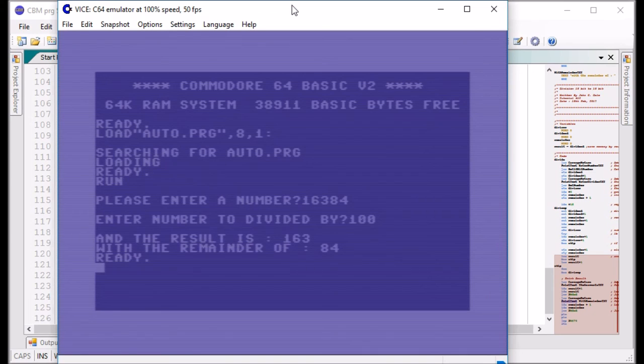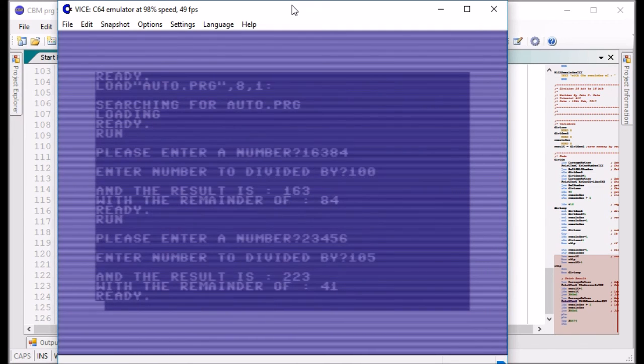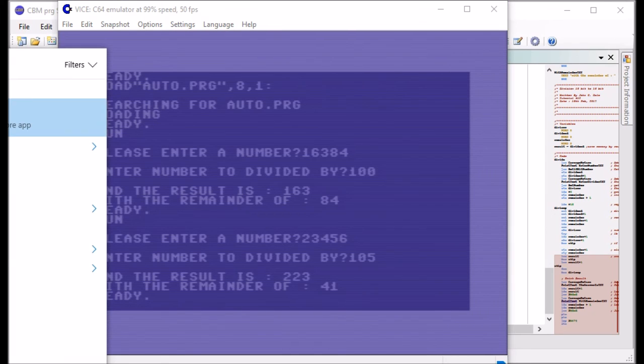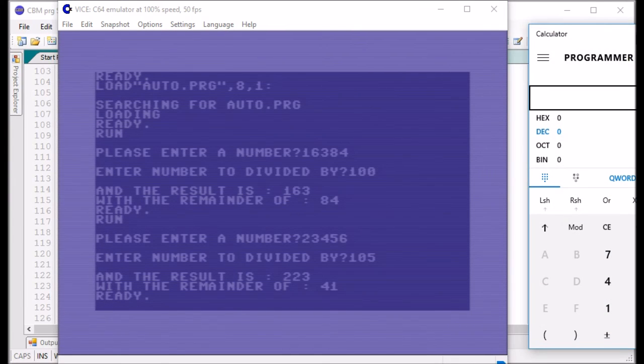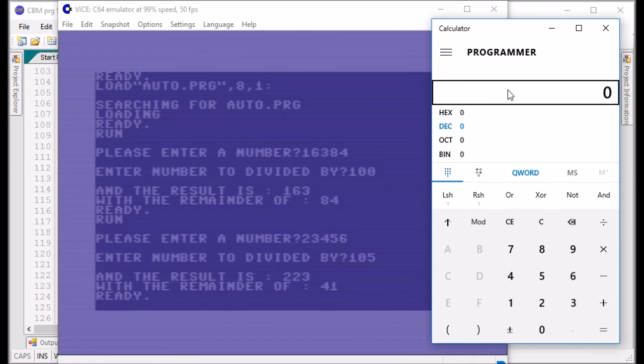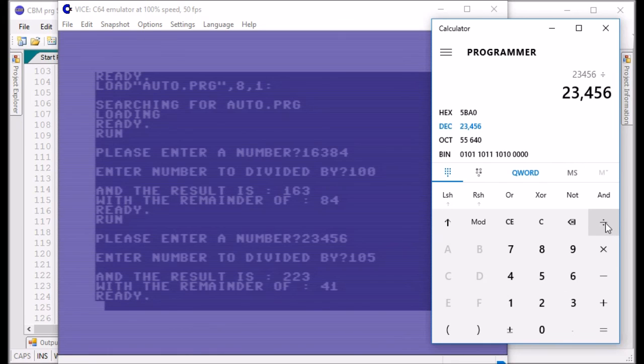There you go. So if we do another one, so let's try 23456 divided by 105 gives us 223 with 41 remaining. So let's try that out. So here we go. So 23456 divided by 105 equals 223.